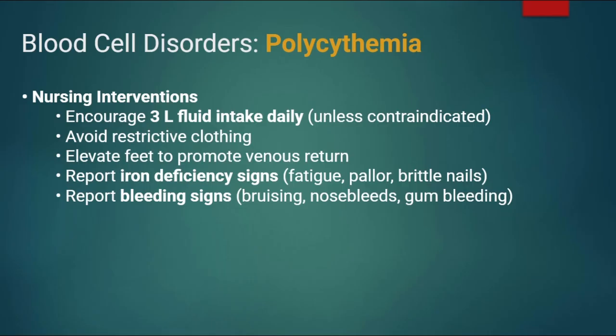Because repeated phlebotomy can eventually cause iron deficiency, we teach patients to watch for symptoms like unusual fatigue, brittle nails, or pallor. Lastly, we emphasize the importance of monitoring for bleeding complications, since polycythemia patients may also have abnormal platelet function. They should report nosebleeds, gum bleeding, blood in stool or urine, or easy bruising immediately. As nurses, we must reinforce these teaching points regularly because proper self-care plays a major role in preventing serious complications such as stroke, heart attack, or hemorrhage in polycythemia patients.